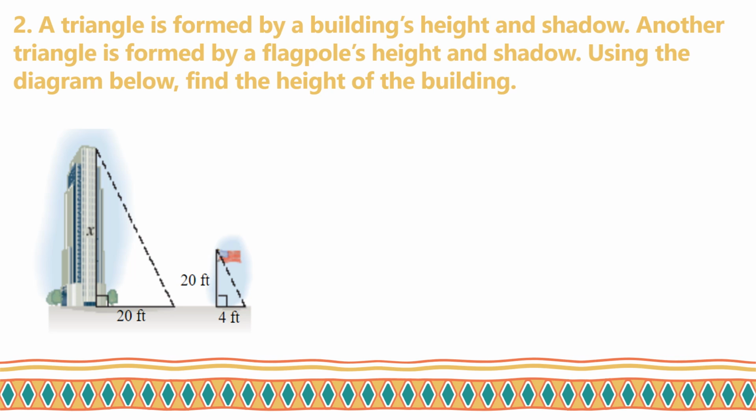All right, so we're going to set up a proportion here to figure out the height of the building using these similar triangles. So I'm going to start with the shadow. So I'm going to do triangle on the left over triangle on the right. So my triangle on the left has a shadow of 20 feet. My triangle on the right has a shadow of 4 feet. So that's 20 over 4. We're going to set that equal to the ratio of the heights. So the height of the building is x, the height of the flagpole is 20. So again, triangle on the left goes in the numerator, triangle on the right is going to go in the denominator. So that's going to be x over 20.